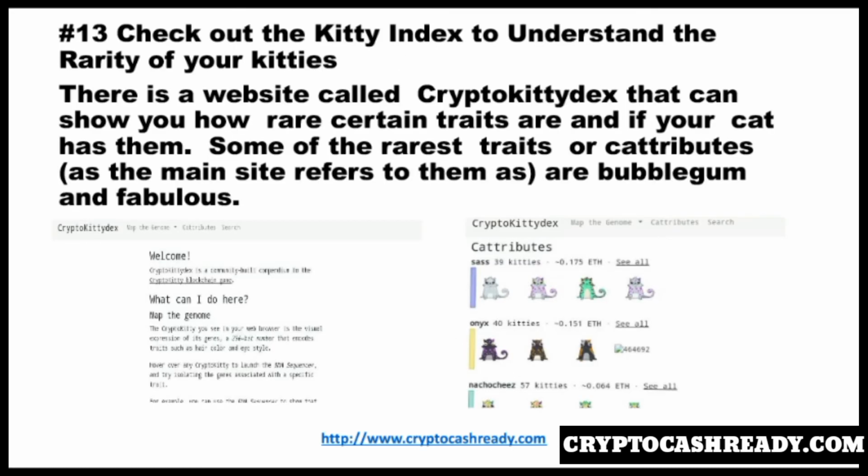Number 13. Check out the kitty index to understand the rarity of your kitties. There's a website called CryptoKitties Dex that can show you how rare certain traits are and if your cat has them. Some of the rarest traits, or cattributes as the main site refers to them, are bubblegum and fabulous.